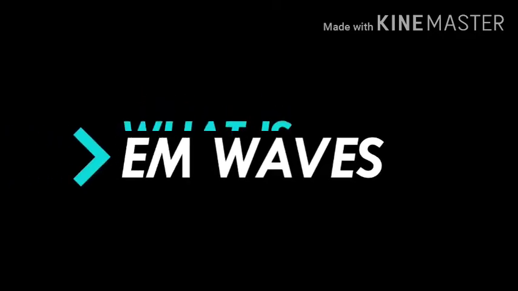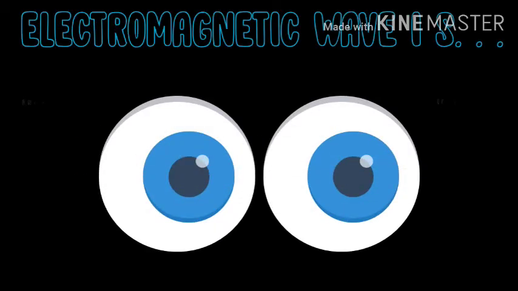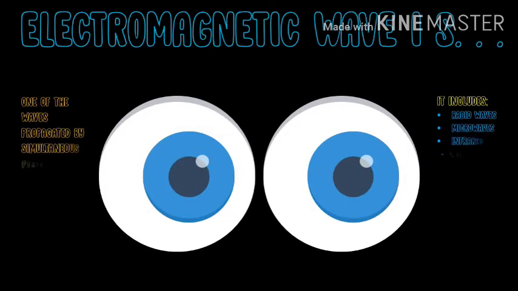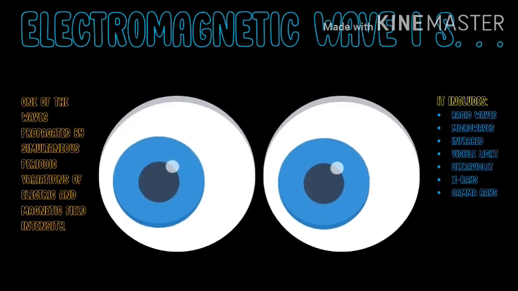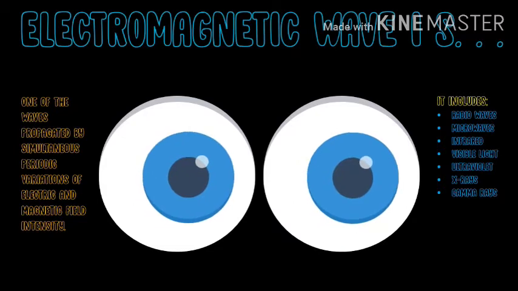What are EM waves? An electromagnetic wave is one of the waves propagated by simultaneous periodic variations of electric and magnetic field intensity. It includes radio waves, microwaves, infrared, visible light, ultraviolet, X-rays, and gamma rays. These waves will be discussed in the following slides.